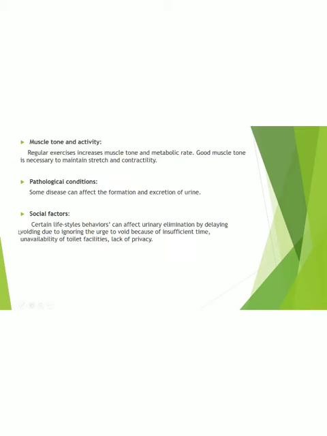So next is social factors. When we say social factors, it means the lifestyle of people, how they stay and all. How does it affect urinary elimination? Sometimes when we go out, if there is no proper place for going to the bathroom or no proper toilet, we tend to delay going to the bathroom. Even if we want to urinate very much, we delay it. Why? Because there is no proper place, or there is no time, or there is no privacy, so we tend to delay it. So this also affects urinary elimination.